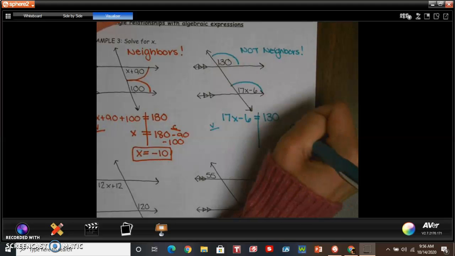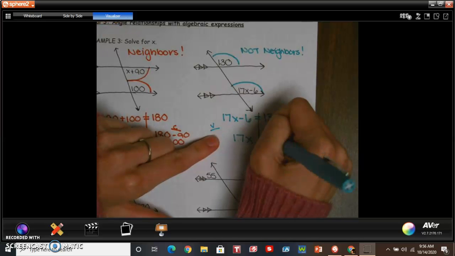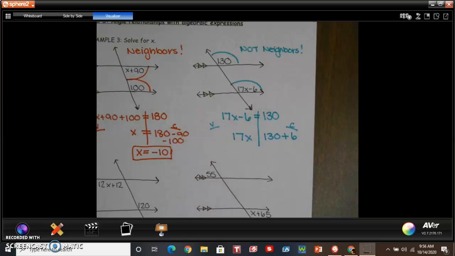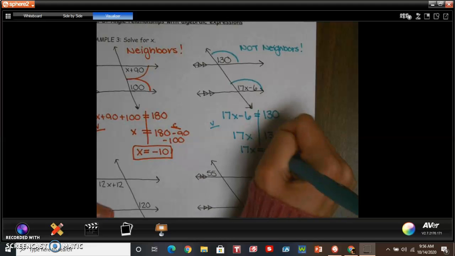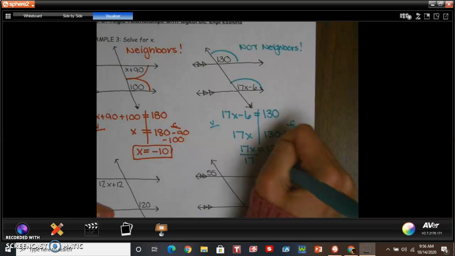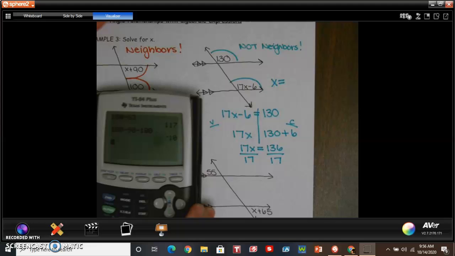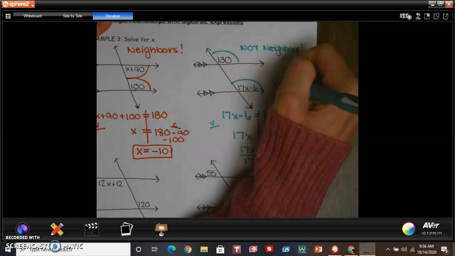Variables, constants. So 17x is our only variable. Our constant is 130. Then I have this negative 6 I need to move over, so I'm going to add 6. That gives me 17x equals 136. Divide by 17. All right, so I'm going to take my handy dandy calculator, do 136 divided by 17, and I get 8 as my answer.